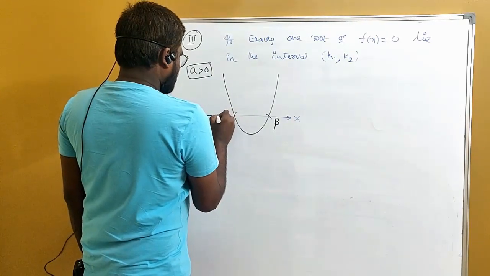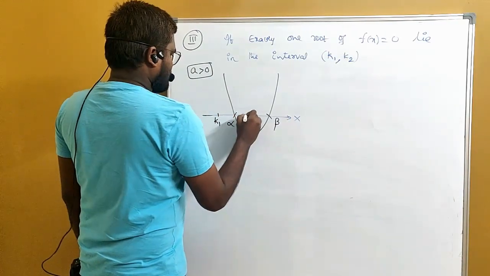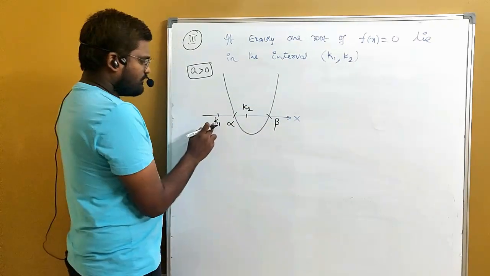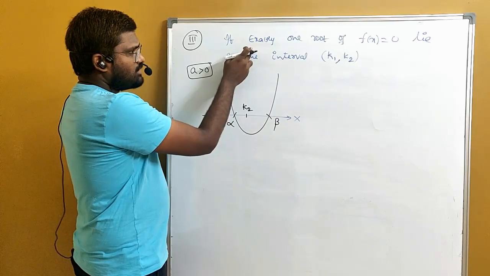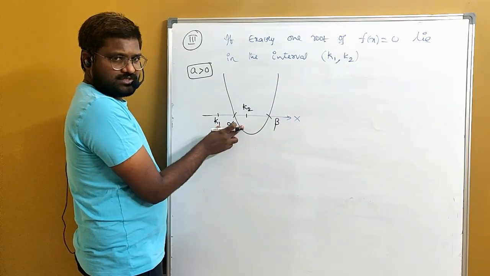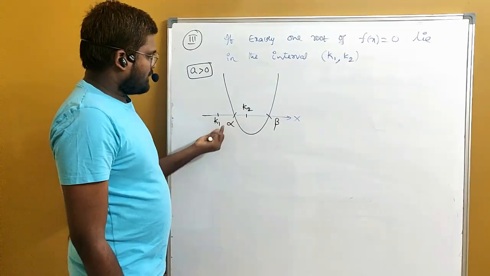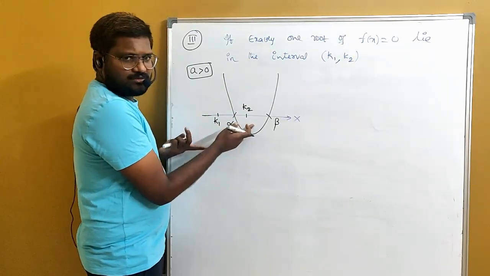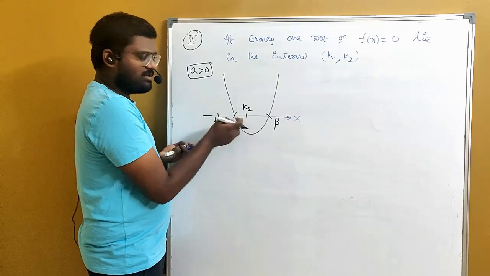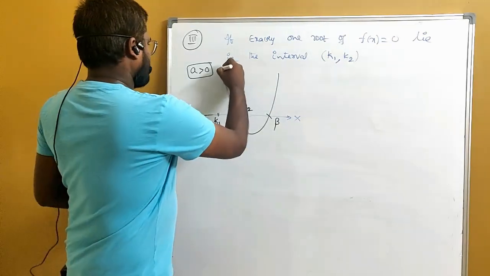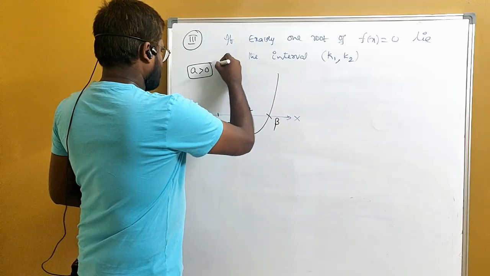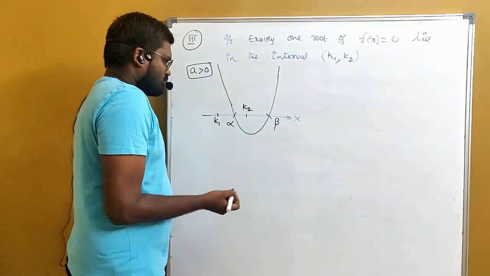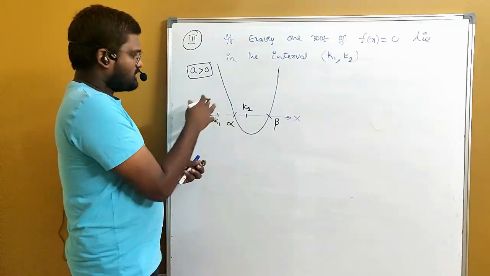So definitely if I consider k1 here and k2 here, somewhere here, I don't know where it is, definitely this condition will depict this picture, isn't it? Because exactly one root of f of x equals to 0 lies in the interval k1 and k2. Is it correct? And it is like alpha is lying between k1 and k2. Now this is one case, a greater than 0. Now we will come back to the restrictions later.